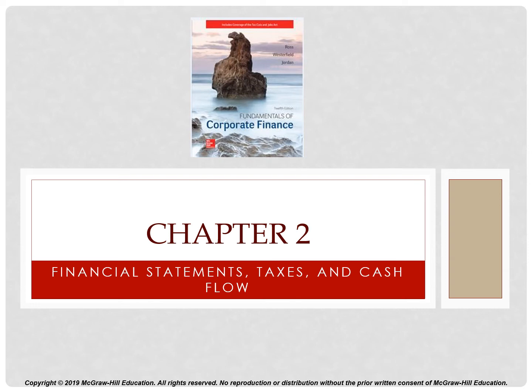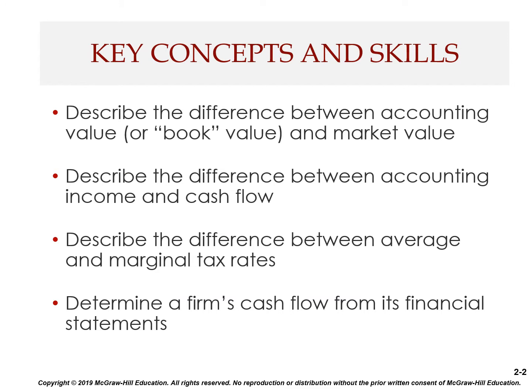Hi everyone. In Chapter 2, we're now going to start looking at financial statements, taxes, and cash flow. So here are some of the key concepts and skills. We're going to describe the difference between what accounting value or book value is and market value. We're going to describe the difference between accounting income and cash flow. We're going to look at taxes and tell you how to compute average and marginal tax rates. And then we're going to show you how to determine a firm's cash flow from its financial statements. So those are our three major objectives.